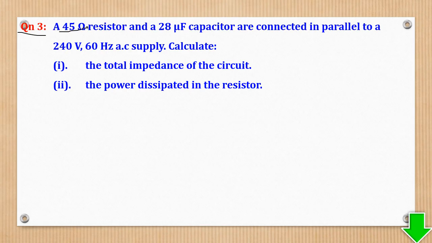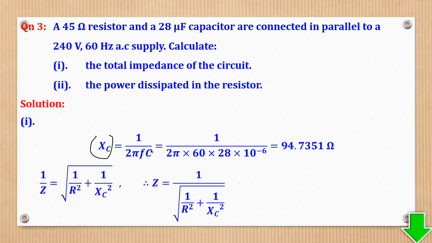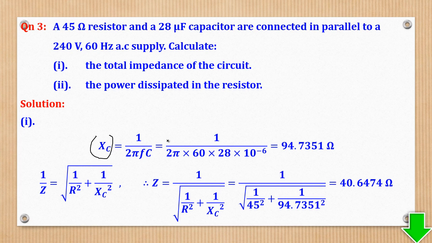Question 3, a 45 ohm resistor and a 28 microfarad capacitor are connected in parallel to a 240 volt 60 Hz AC supply. Calculate Roman 1, the total impedance of the circuit, and Roman 2, the power dissipated in the resistor. So you need to first get the capacitive reactance, then you can get the impedance. Quote the formula, substitute, and get the answer. Then power dissipated is V squared over R, to give you that.